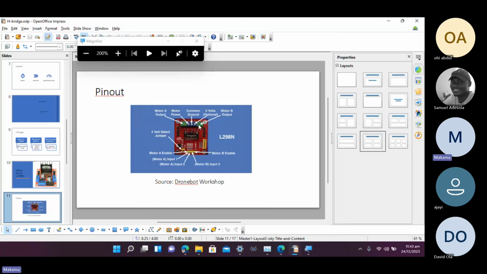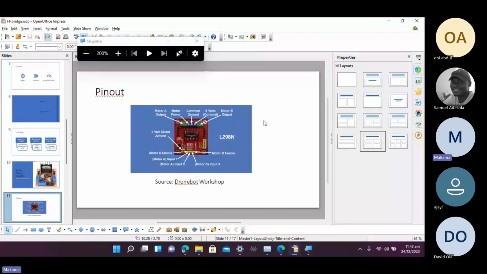So it has the motor power. There is a pin for you to provide the voltage that the motor will operate at. That means that if your motor A and motor B operate at 5 voltage, then your motor power will be operated at 5 voltage.